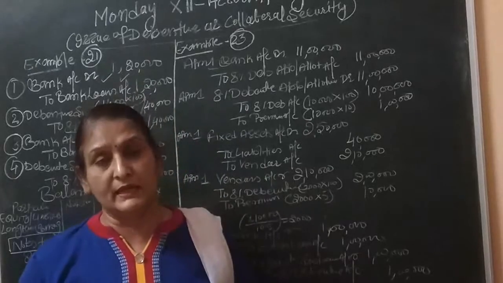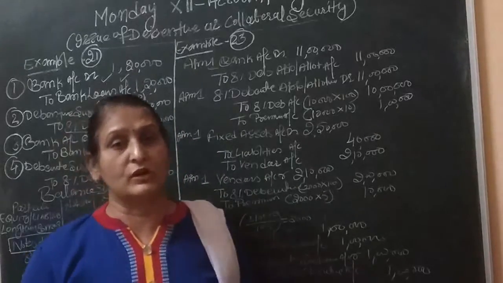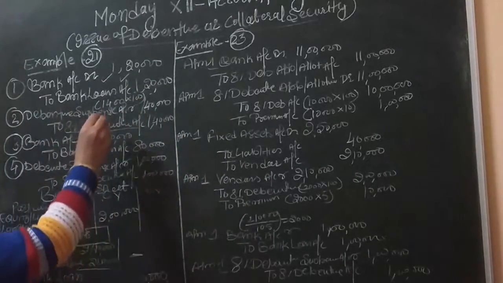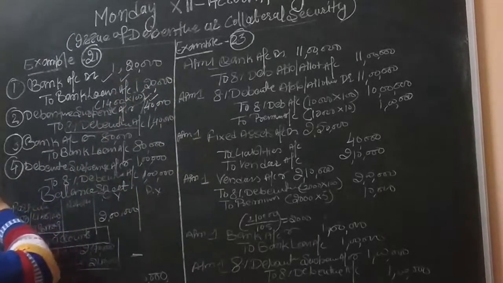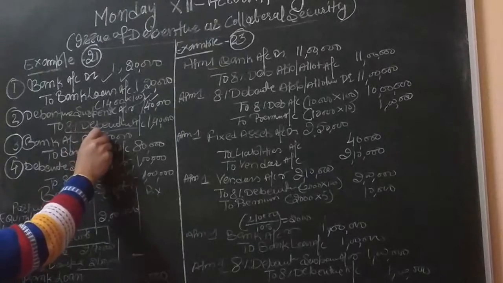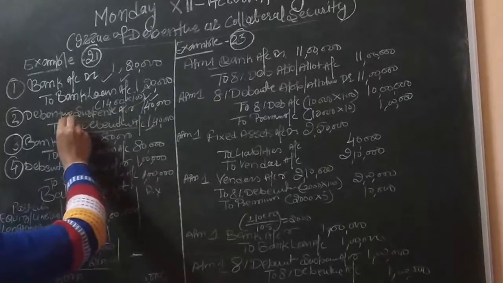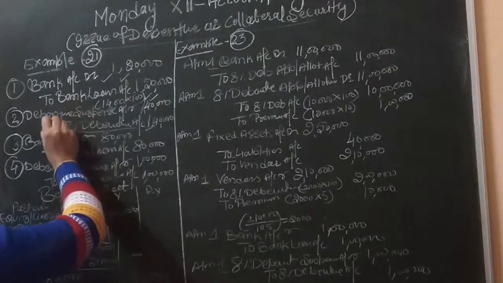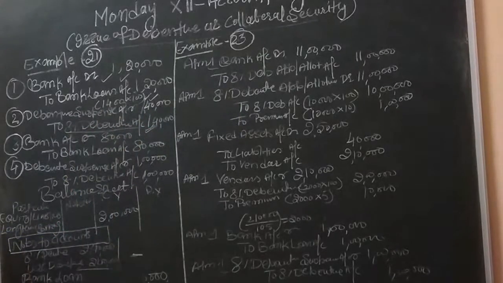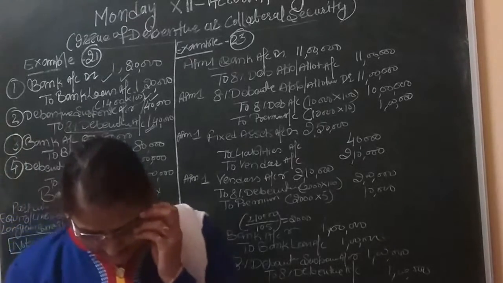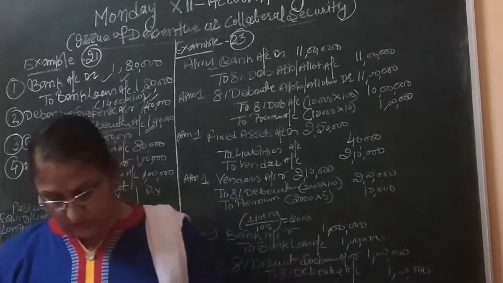But in the second method, two entries will be made. First of all, for taking the loan, Bank Account debit to Bank Loan Account, and the second entry when the debentures are issued. So 1400 debentures of rupees 100 each are issued to the bank as a collateral security. The journal entry in the second method is Debenture Suspense Account debit to Debentures Account, 1400 multiplied by 100, 1,40,000.